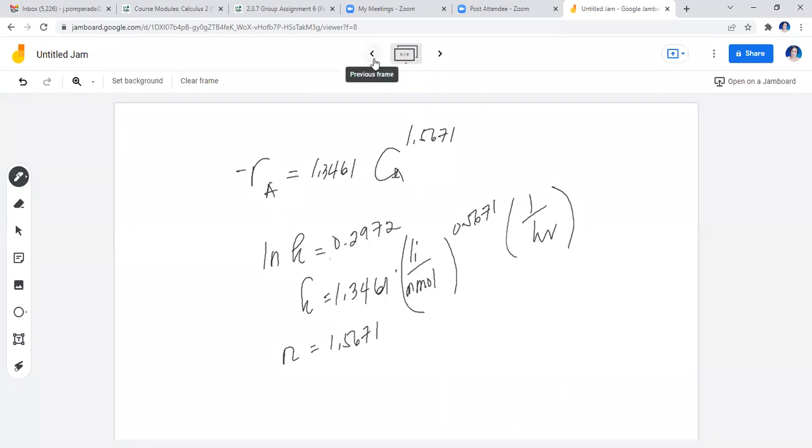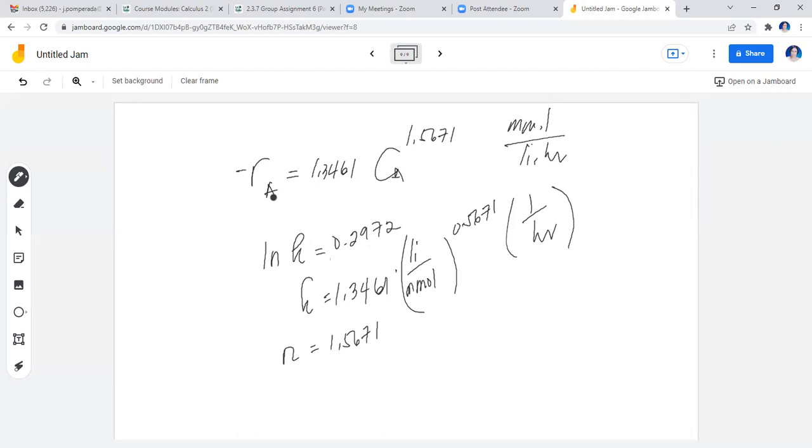for the time. Now, this is the common mistake of students. They don't know how to express the correct set of units for the K. I already gave you the formula for this one. So it should be 0.5671 liter per millimole raised to 0.5671 for the units of your rate constant. Okay, the concentration unit is mole per liter, but it's raised to 1.5671. So if you're going to multiply the liter per millimole to that set of units, it will give you a final set of units of millimole per liter per hour.